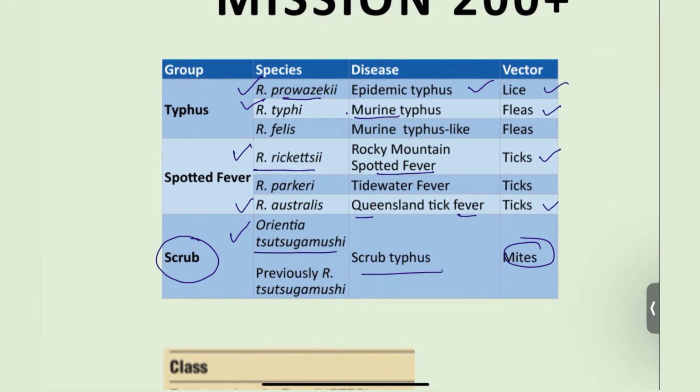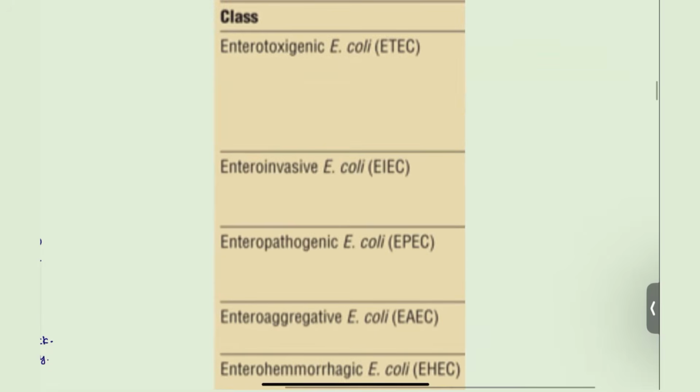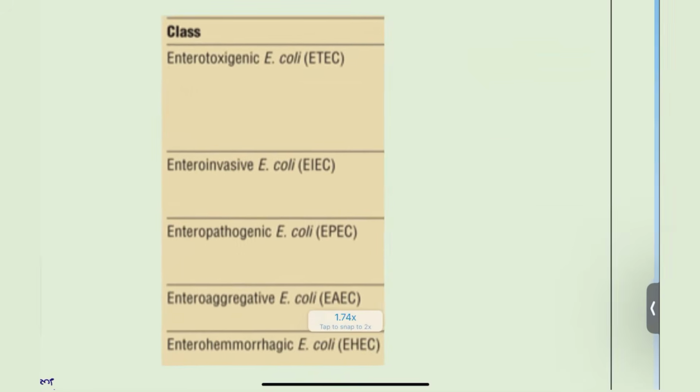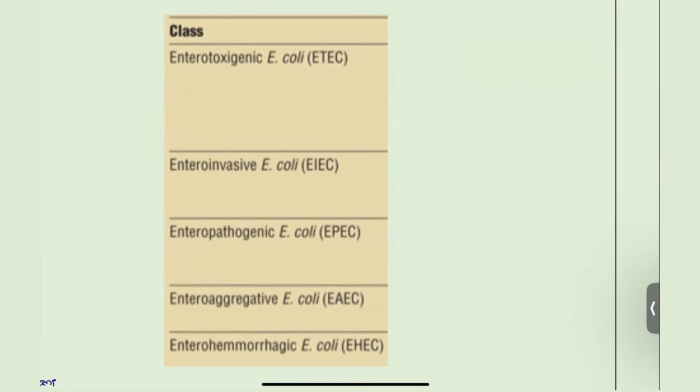Next, moving on to E. coli. E. coli and classes. So first, this table is very important. The enterotoxigenic E. coli. This is known for traveler's diarrhea.